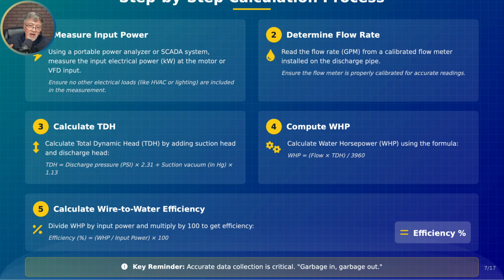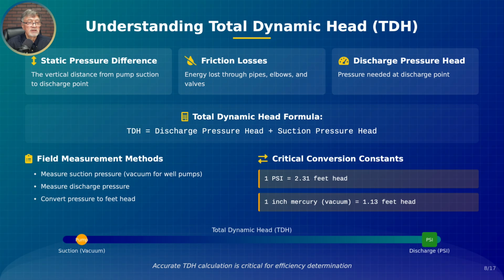Lastly, you're going to compute the water horsepower using the formula: water horsepower equals flow times total dynamic head divided by 3960. Then your wire to water efficiency is water horsepower divided by input power, multiplied by 100 to get the efficiency percent. And remember, accurate data collection is critical: garbage in, garbage out. Also remember, this is a product, not an average, of the two efficiencies we're seeing here.